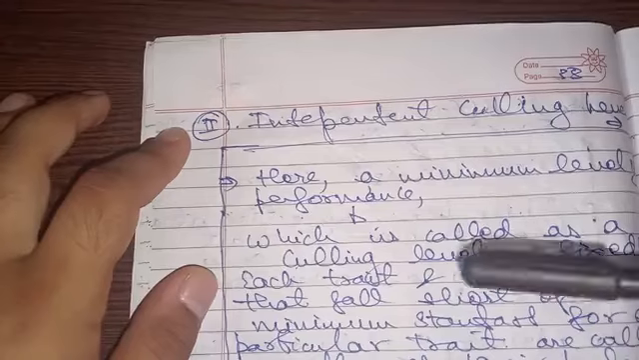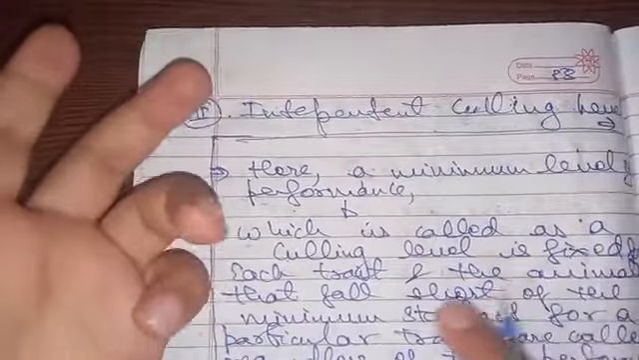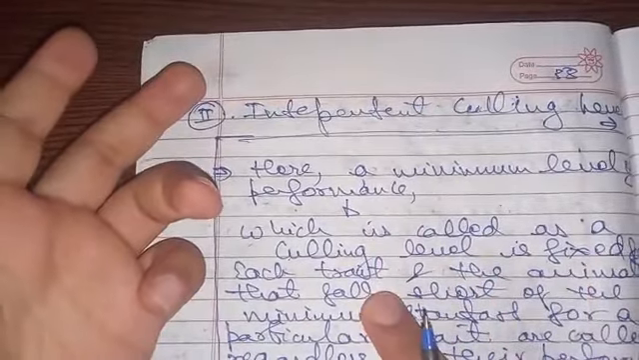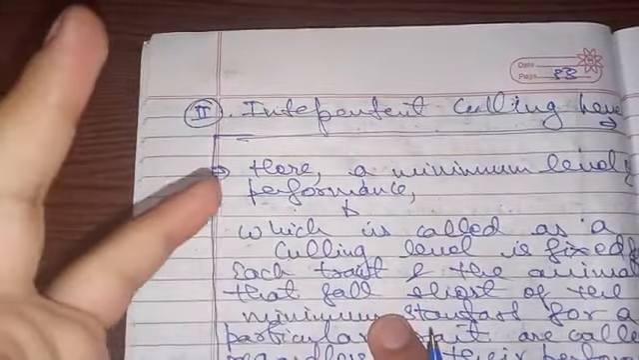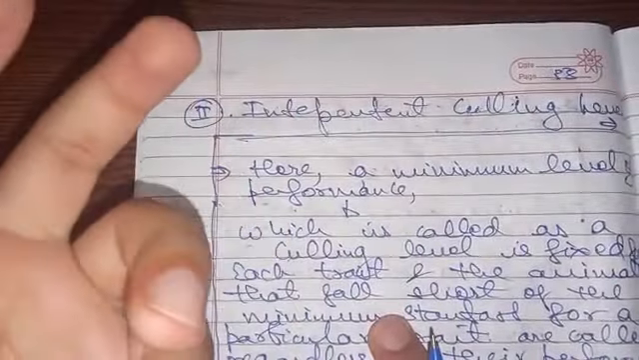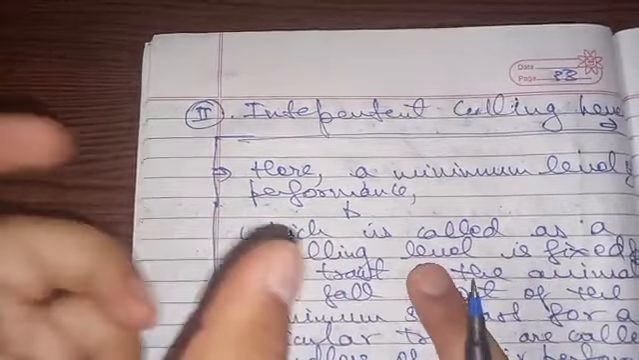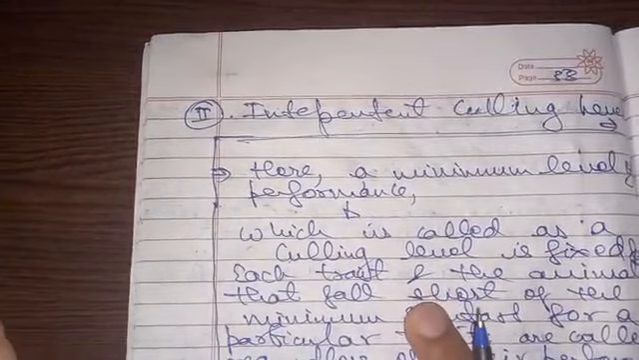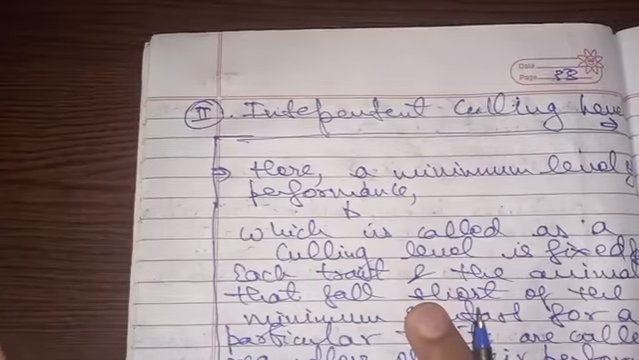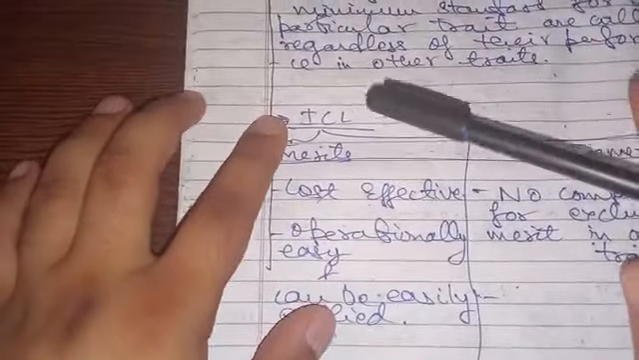So what is the meaning of this statement? It means that we fix a minimum level of performance, called a culling level, for each trait. We choose an animal, and if the animal falls behind for that one trait because of the culling level, then that animal is culled, no matter how good that animal is in other traits. That is the definition of independent culling level. ICL is its standard abbreviation.